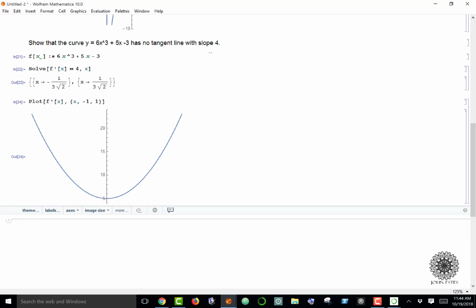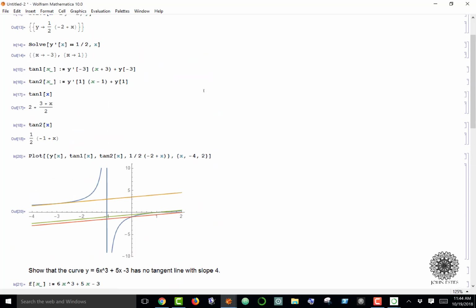Okay, I hope these examples make sense. Mathematica can be a very useful tool, as you can see, in working with derivatives and tangent lines and solving equations and a variety of other things.